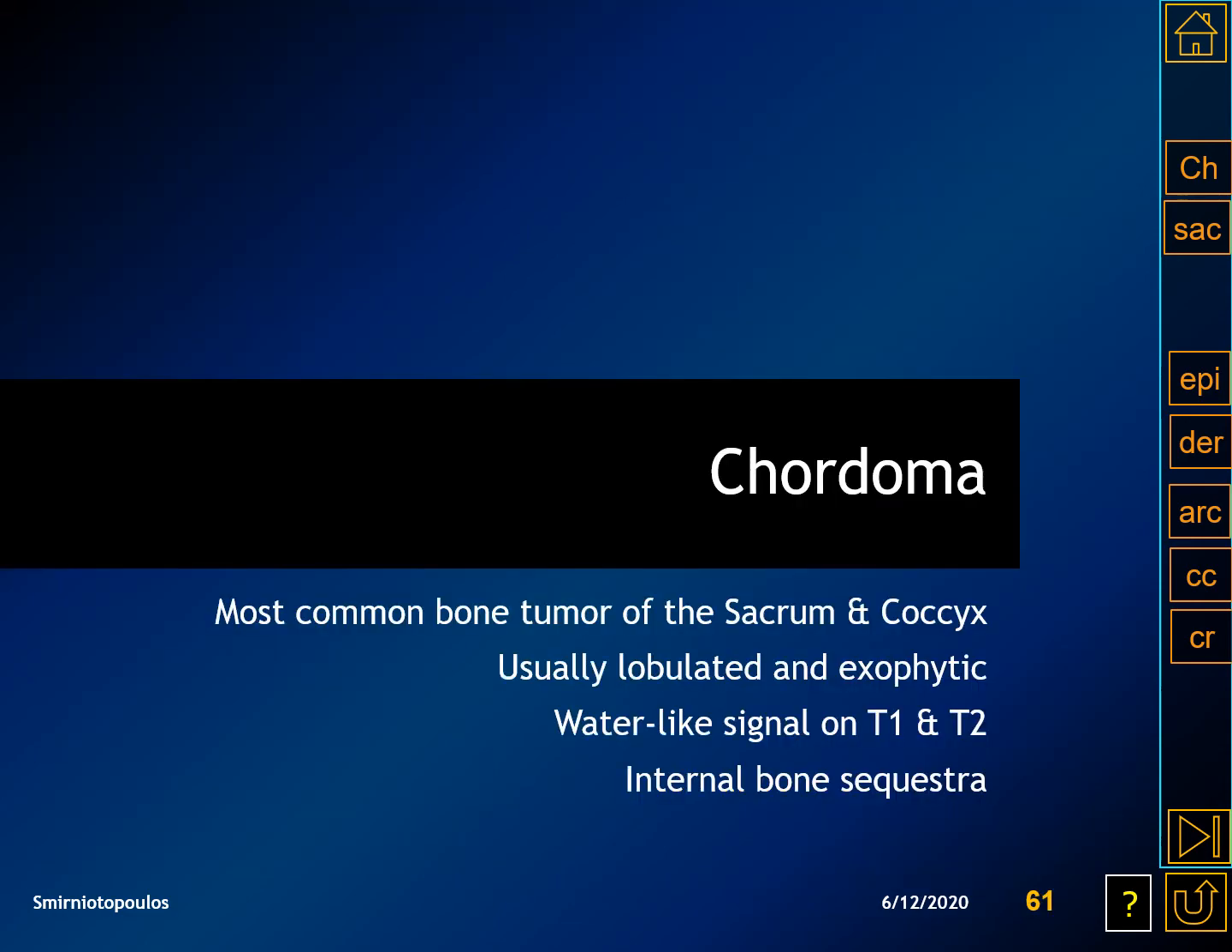Now it's time to head south and talk about chordomas in the sacrococcygeal area. The most common bone tumor in this location is going to be a chordoma. Once again, it's typically a very lobulated and exophytic mass. It has a water-like signal on T1 and T2, and if we have appropriate imaging, we should be able to see internal bone sequestra, remnants from the parent bone that has been destroyed by the lesion exploding beyond the cortical margin.